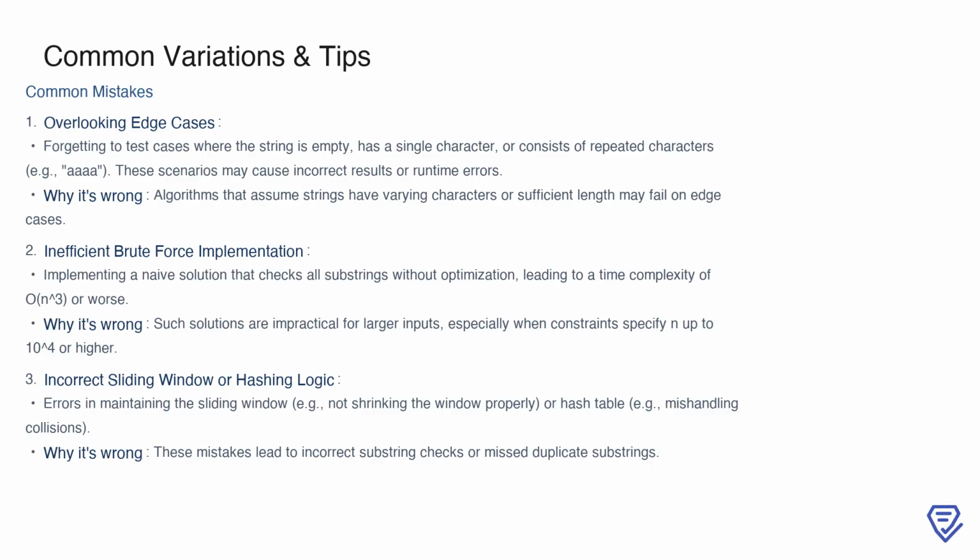Another common mistake is implementing a brute force solution without optimization. Naive approaches that check all possible substrings can lead to a time complexity of O(n³) or worse, which is impractical for large inputs where n can go up to 10,000 or more. Lastly, errors in sliding window or hashing logic are frequent. For instance, failing to shrink the sliding window properly or mishandling hash table collisions can lead to incorrect or missed duplicate substring checks. These mistakes can all result in failure to meet performance or correctness requirements.